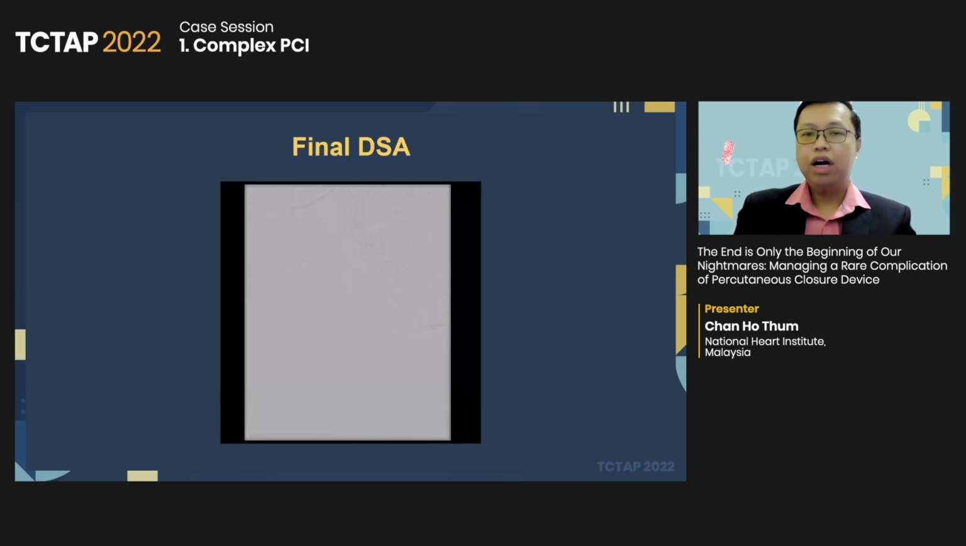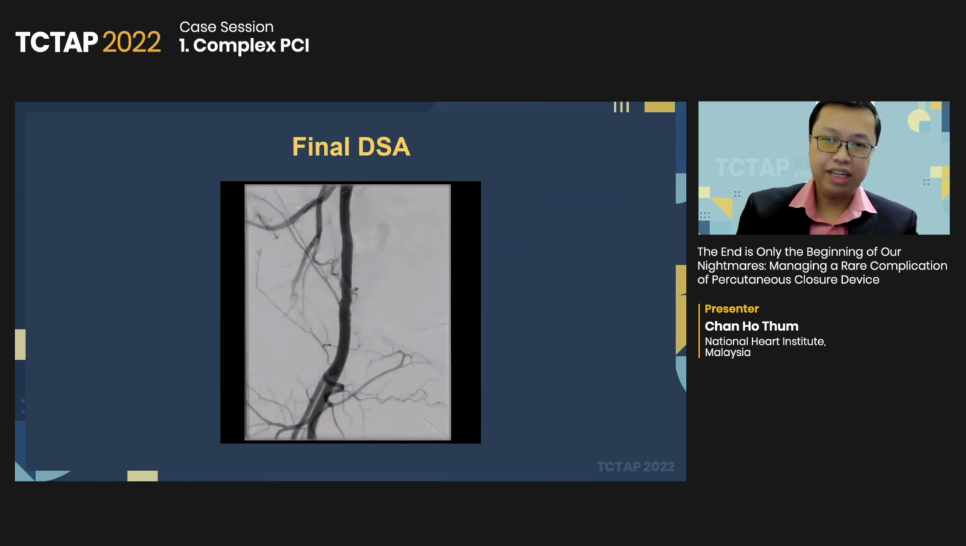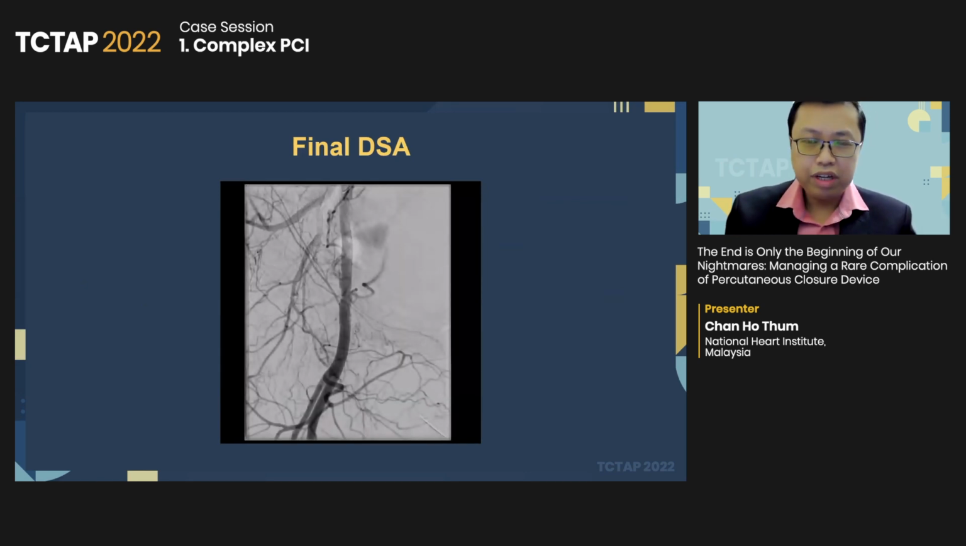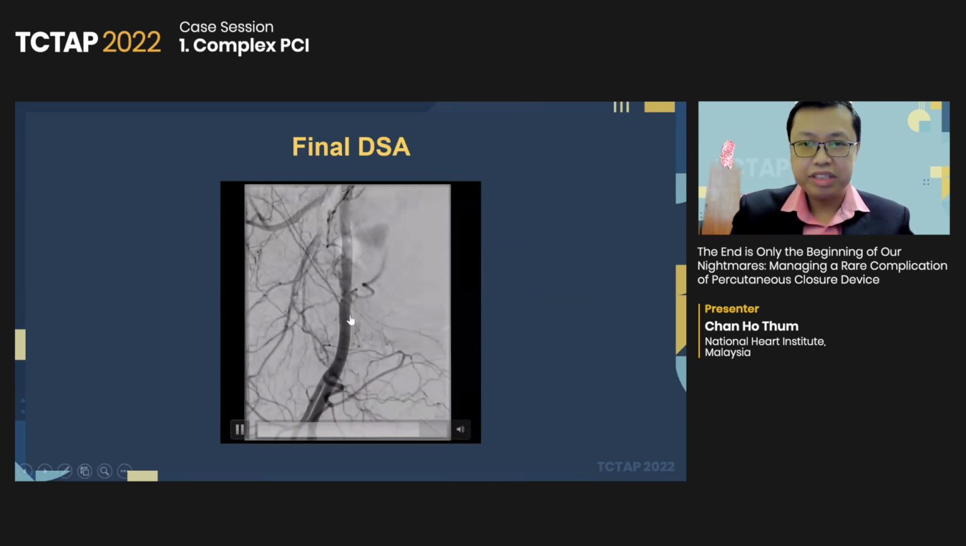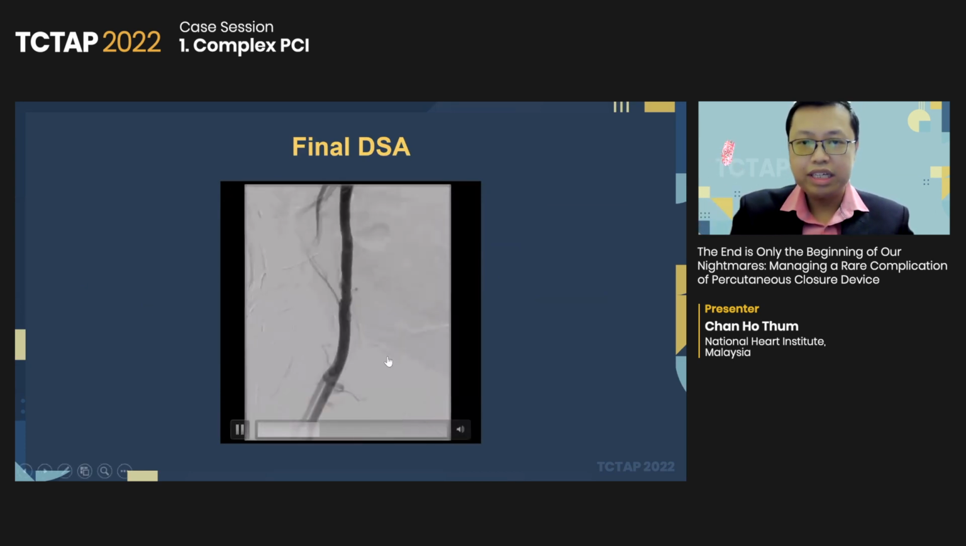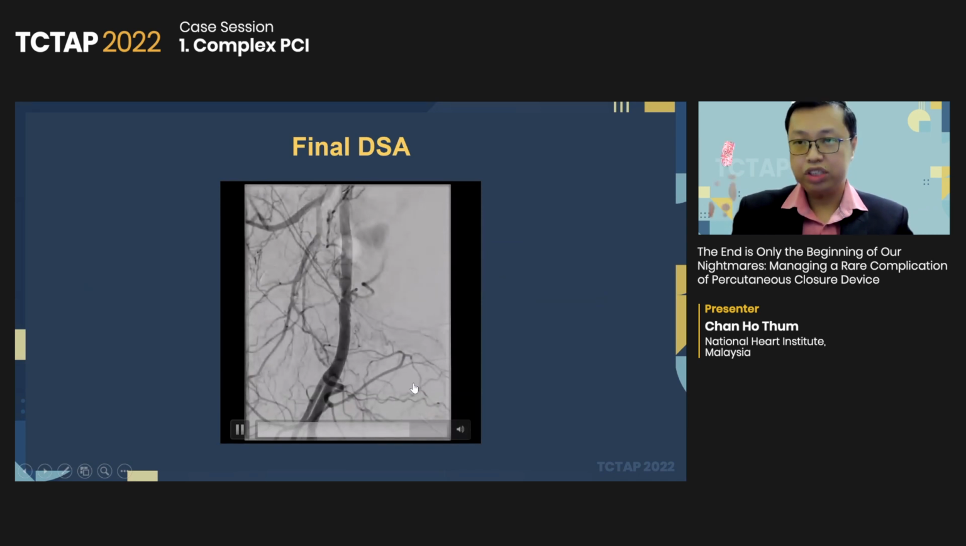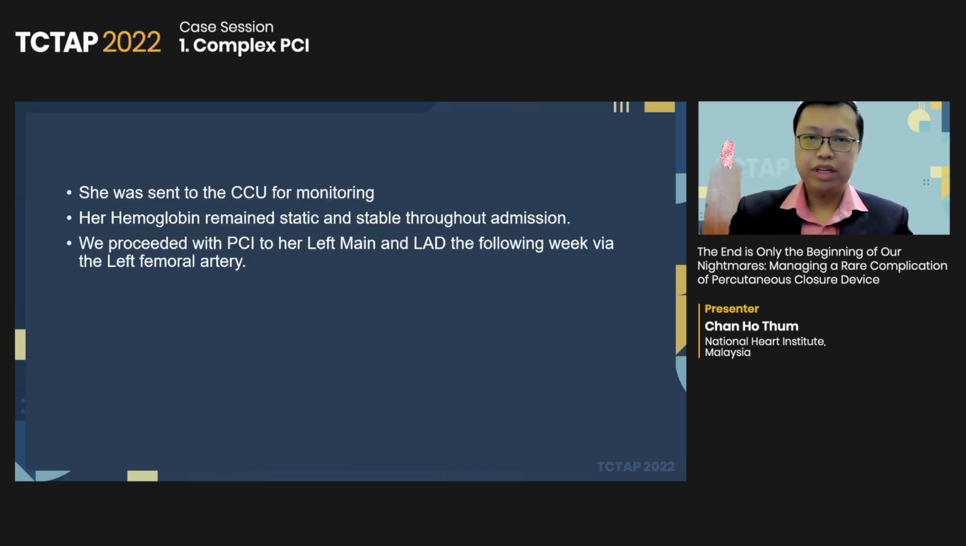So what we see at the final angiogram is very good flow down the vessel, only minimal irregularities at the wall, and no more leakage from the puncture site. So it was quite successful. Nevertheless, we sent the patient to the CCU for monitoring. Her hemoglobin remained static and stable throughout admission, and we successfully did a PCI to the left main and LAD the following week, via the left femoral artery.